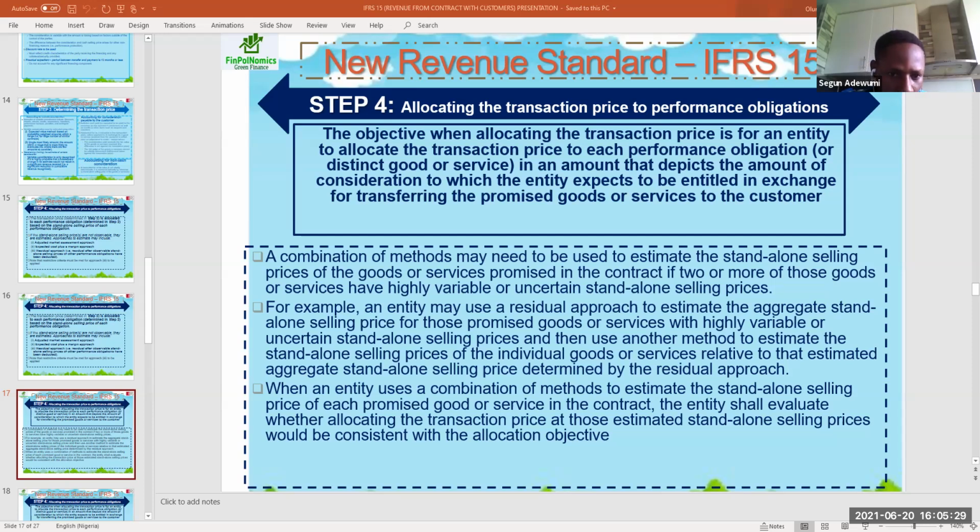approach. When an entity uses a combination of methods to estimate the standalone selling price of each promised good or service in the contract, the entity shall evaluate whether allocating the transaction price at those estimated standalone selling prices would be consistent with the allocation objective.